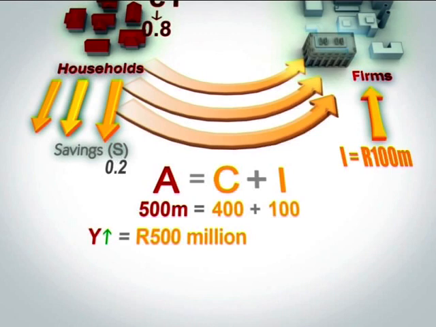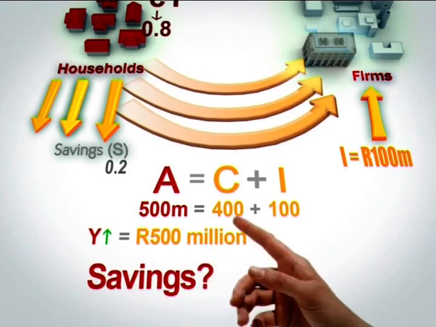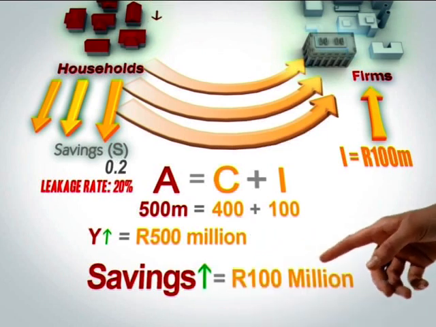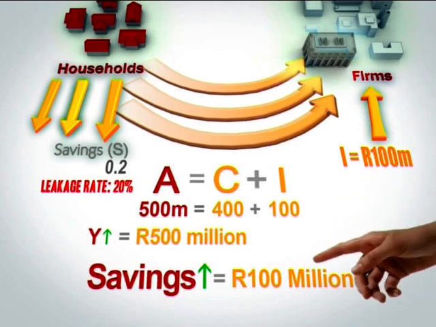But there's something else, the change in savings. If income increases by 500 million rand, but consumption spending rises by only 400 million rand, 80%, the remaining 100 million, or 20%, went into savings. The interesting thing here is that the increase in savings exactly matches the original investment spend, indicating that investment spending has created its own savings.